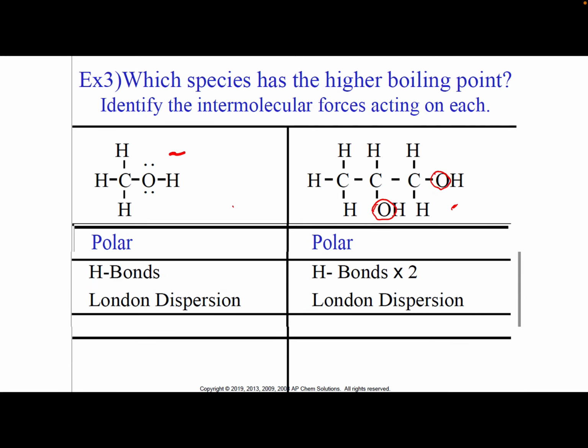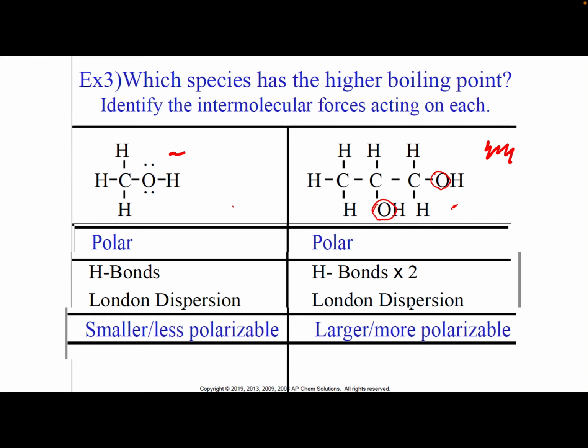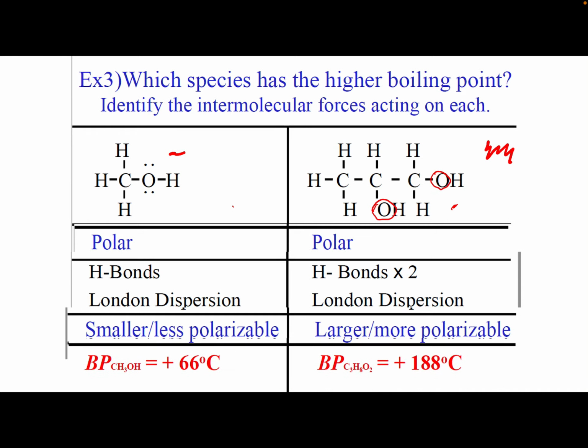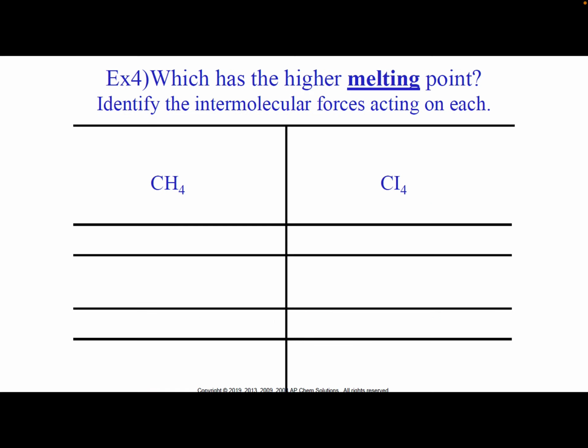We'll have hydrogen bonds and London dispersion forces in both, but here we have twice as many opportunities for hydrogen bonding as well as London dispersion forces. So I would predict that this one, which is bigger, polar, and has twice as many opportunities for hydrogen bonding, will have the higher boiling point. And we notice that it does indeed have the higher boiling point.